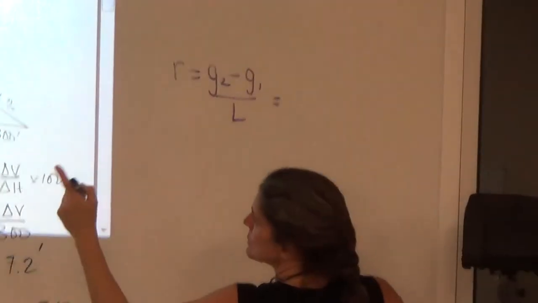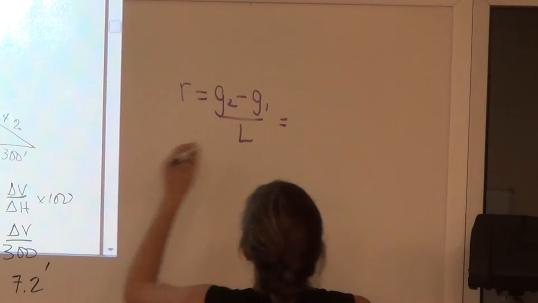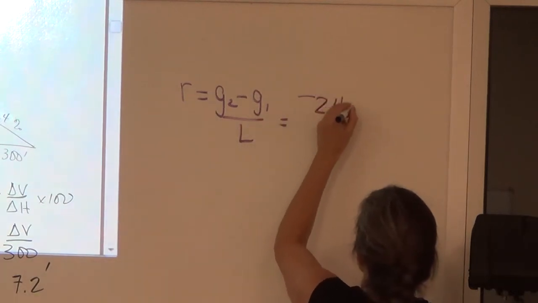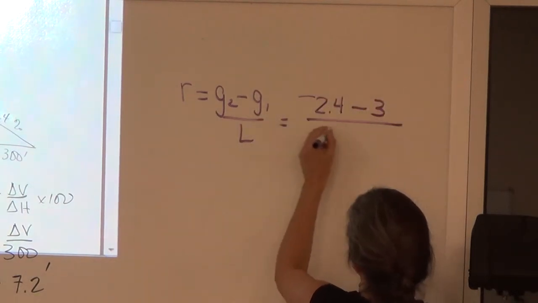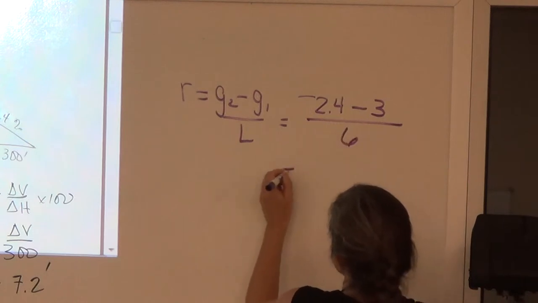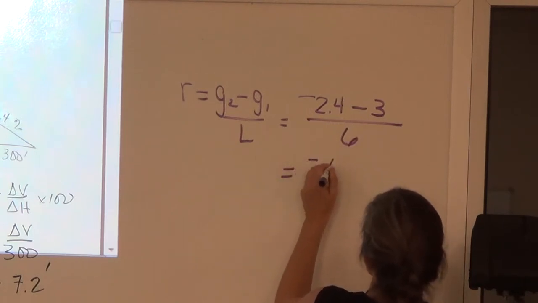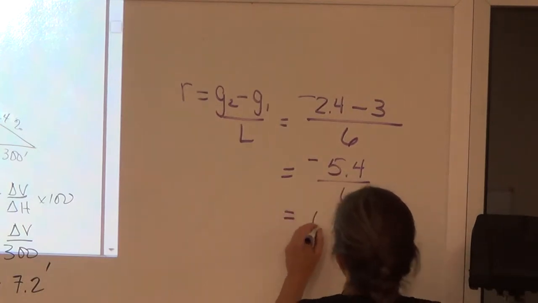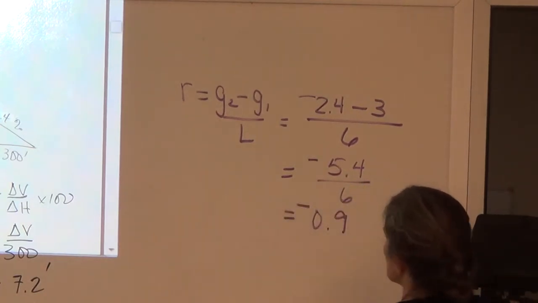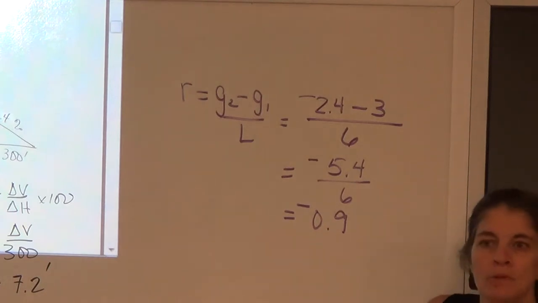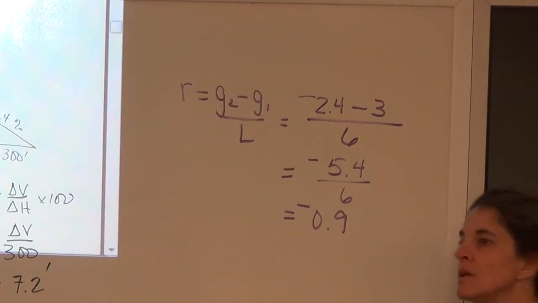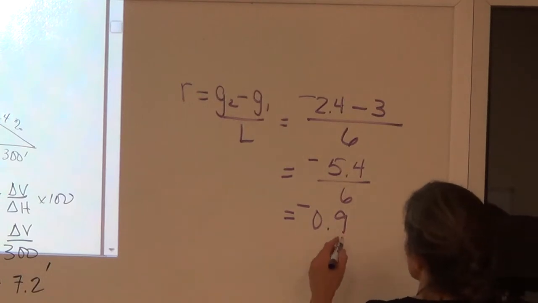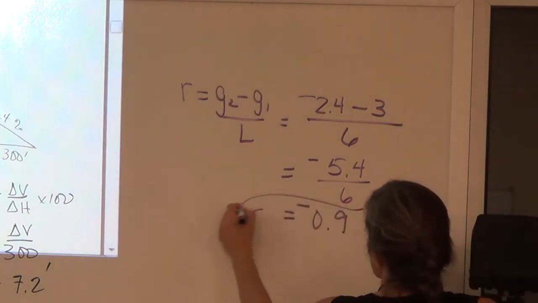Now we think like surveyors. Negative 2.4 minus 3 over 6 equals, what's this number? Minus 5.4 over 6, and what does that turn out to be? 0.9? Somebody do the math. 5.4 over 6, 0.9, you got it. 0.9, negative 0.9.